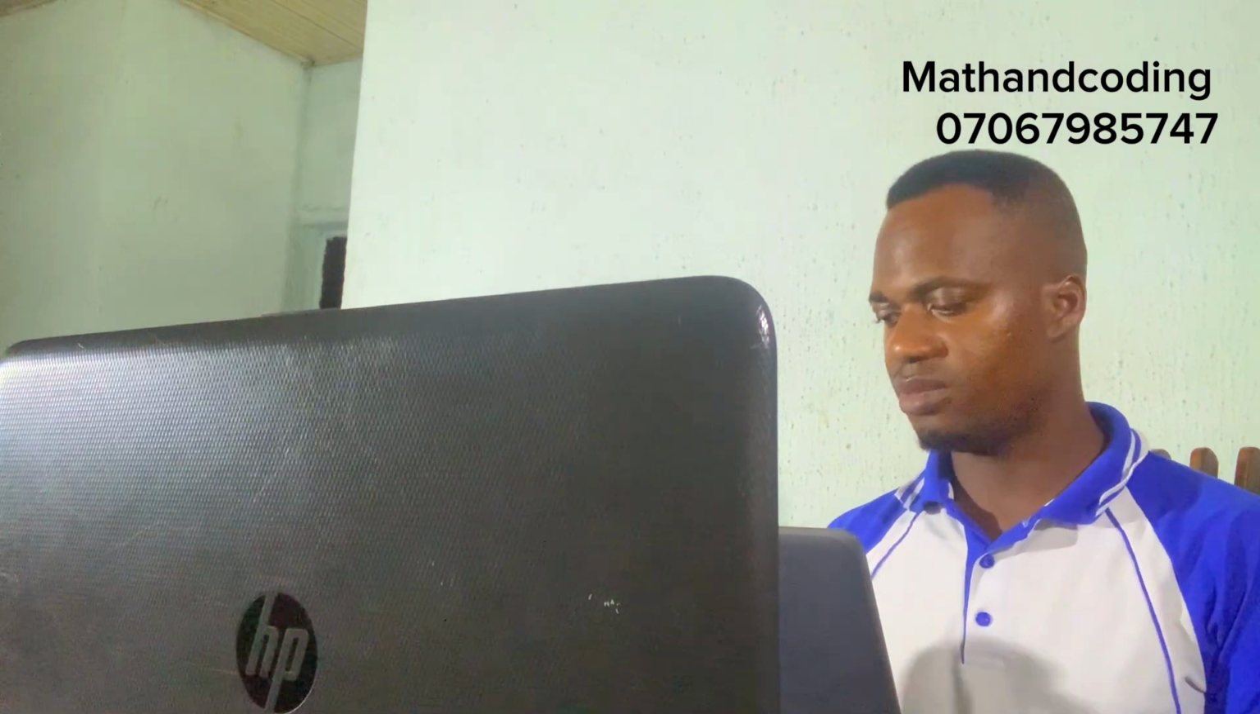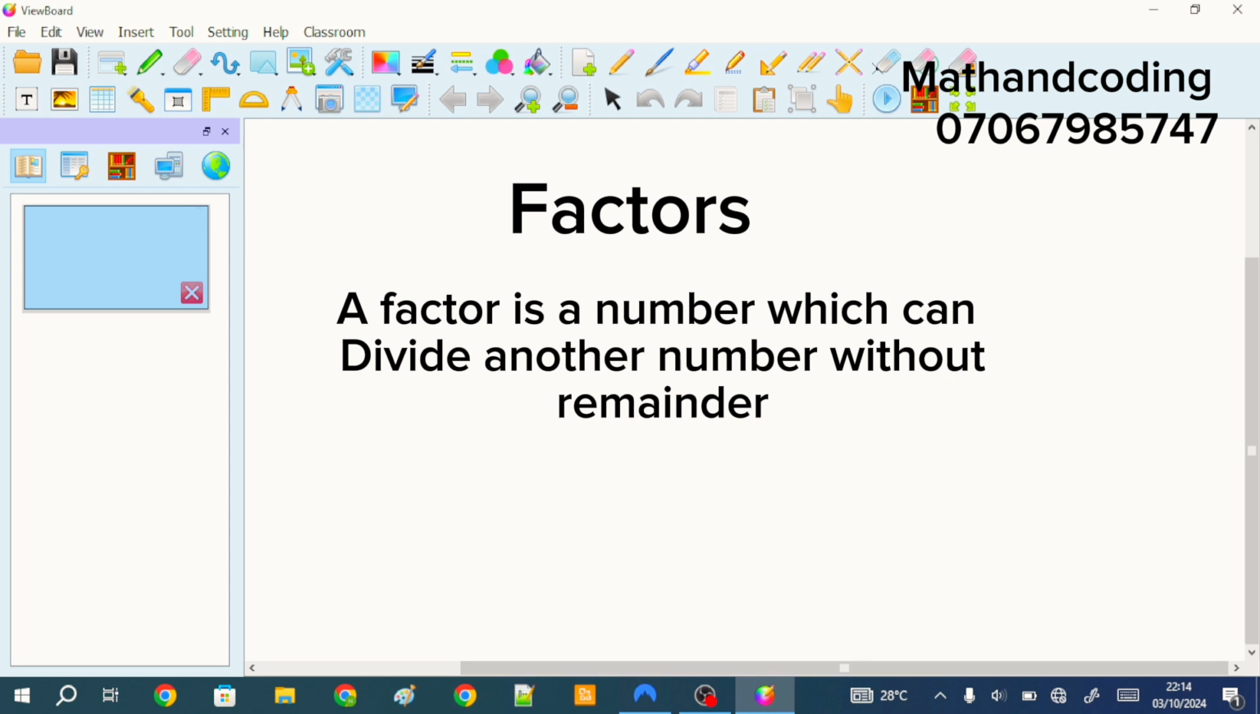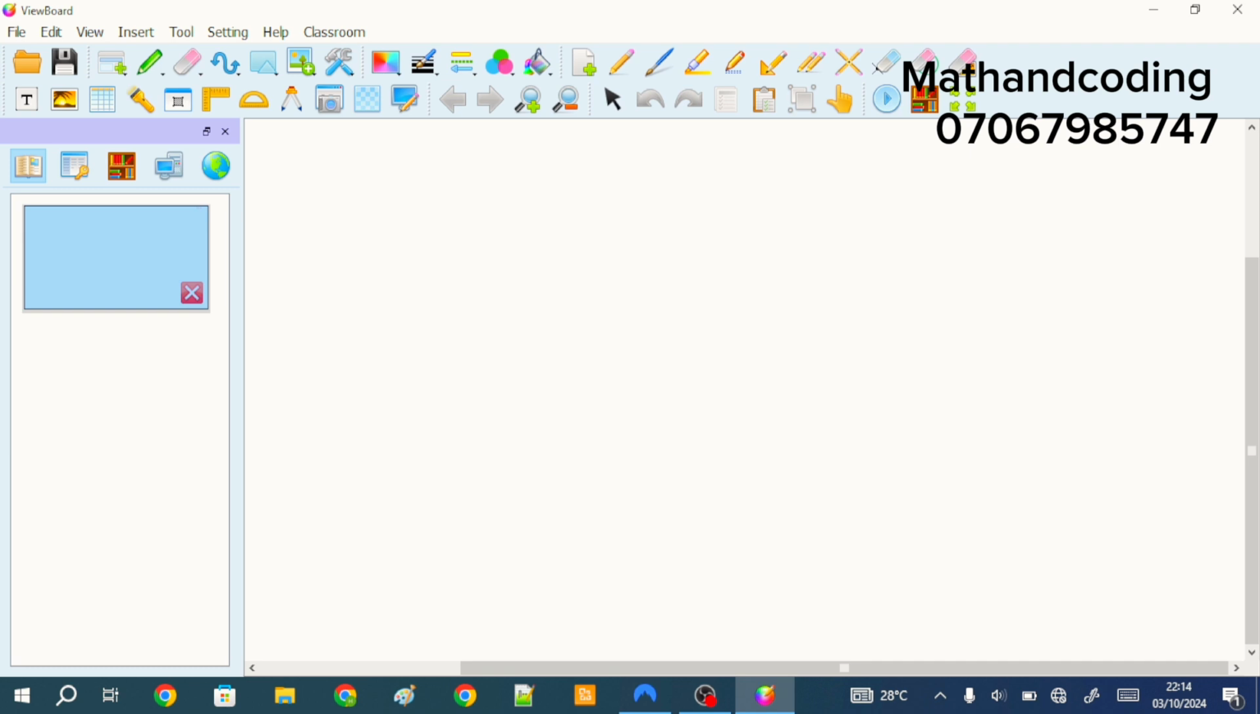Okay, so why don't you follow me? Let's dive in. The first concept we're going to be talking about is the concept of factors and multiples. A factor of a number is a number that can divide the given number without a remainder. So if we have a number like 20, any number that can divide 20 without remainder is called a factor of 20.